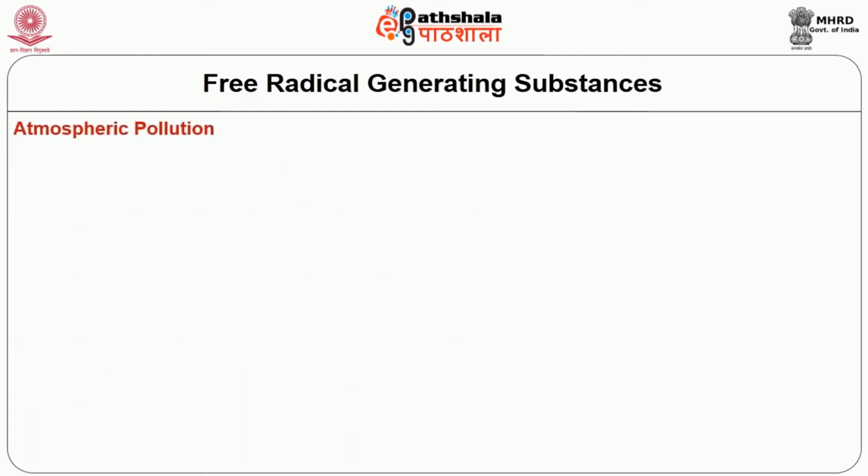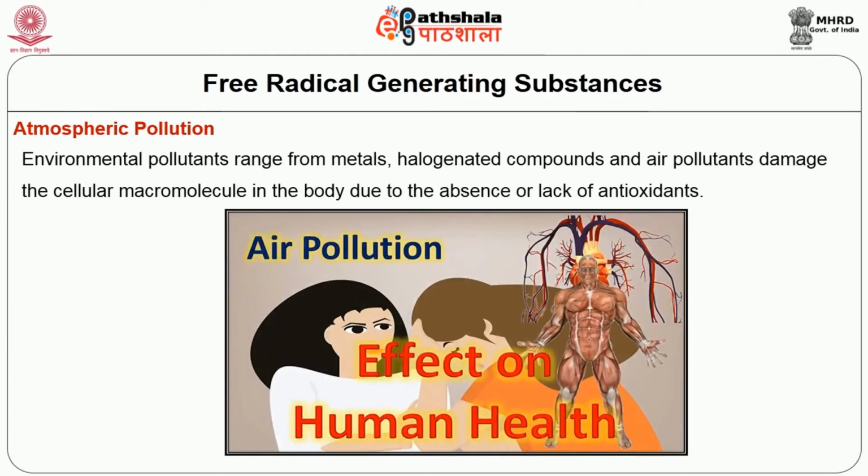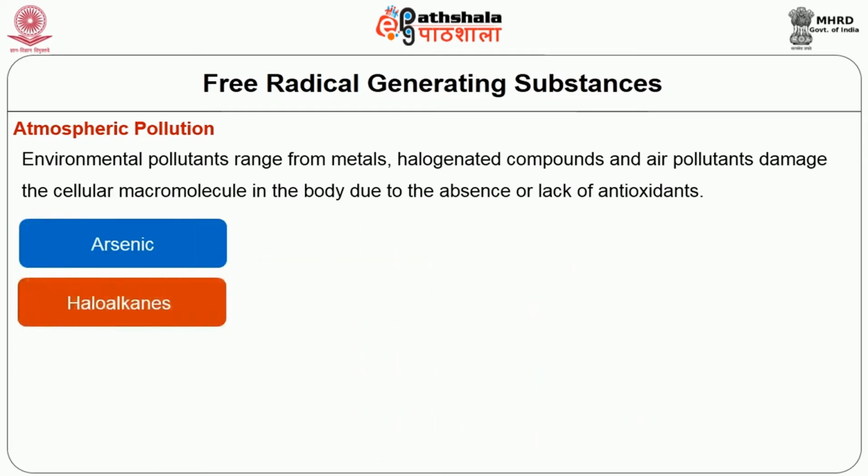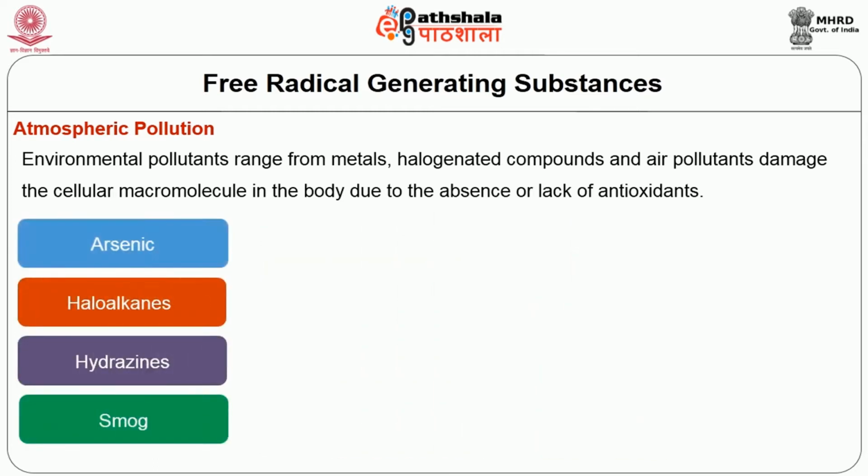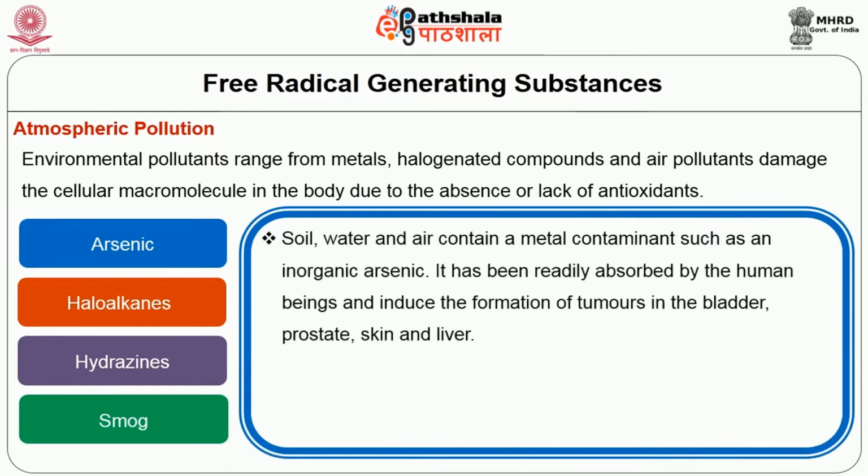Coming to the atmospheric pollution point of view, environmental pollutants ranging from metals and halogenated compounds to air pollutants damage the cellular macromolecules in the body due to the absence or lack of antioxidants. Coming to the arsenic point of view, the soil, water and air contain a metal contaminant such as inorganic arsenic.